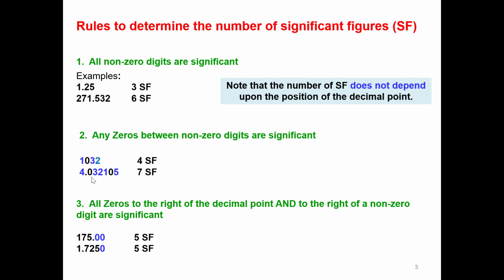Here 0 is between 4 and 3, 0 is between 1 and 5, then these two zeros are significant. And in the first case, we had 4 significant digits. In the second case, we had 7 significant digits. All the zeros to the right of the decimal point and to the right of the non-zero digits are significant. And in this case, these are significant. Then we had 5 significant digits, and in this case also we had 5 significant digits.